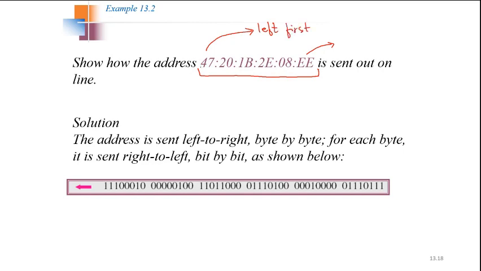If we are sending the left side first, this 47 is a single byte. This will be considered byte 1, this will be byte 2, and similarly this is byte 6 that will be sent. So the bytes are sent left to right. But within this byte, 47, 4 is represented by 0, 1, 0, 0, and 7 is represented by 0, 1, 1, 1. Within this byte, we send from right to left.